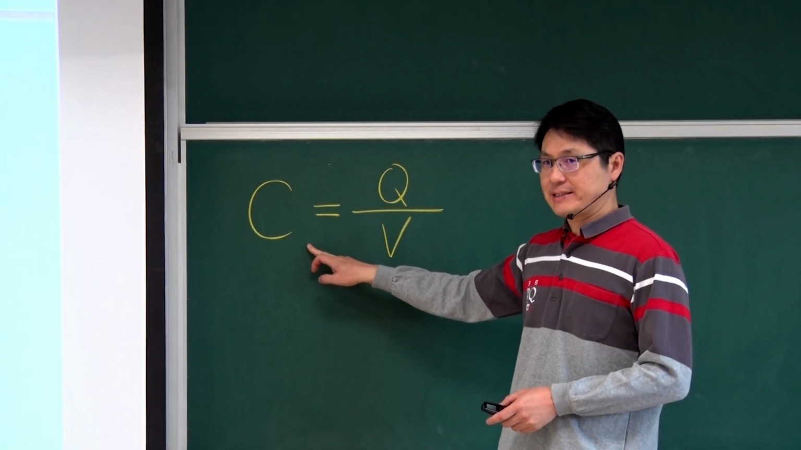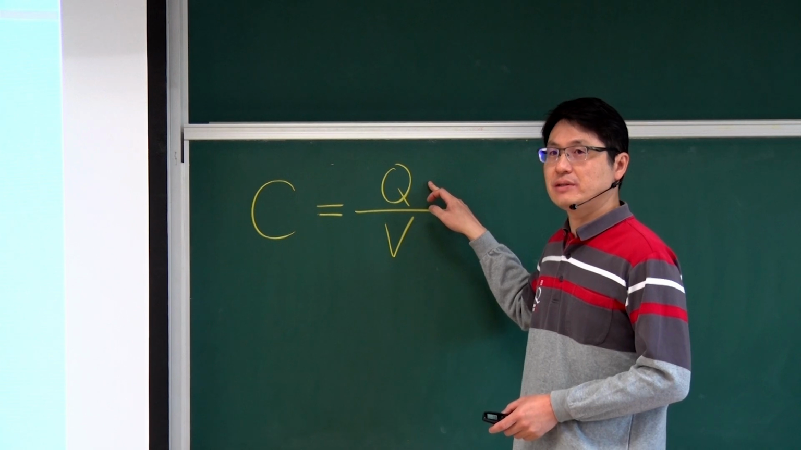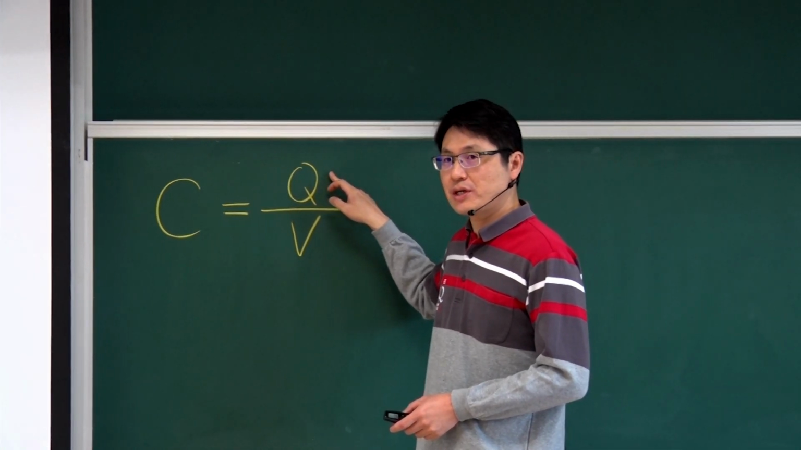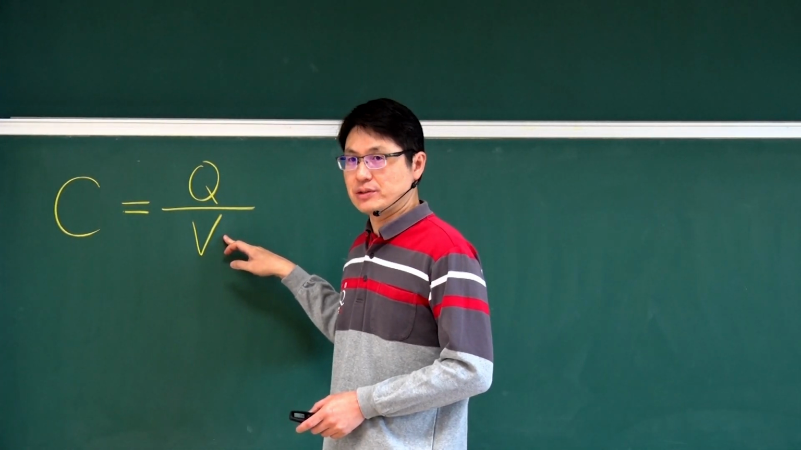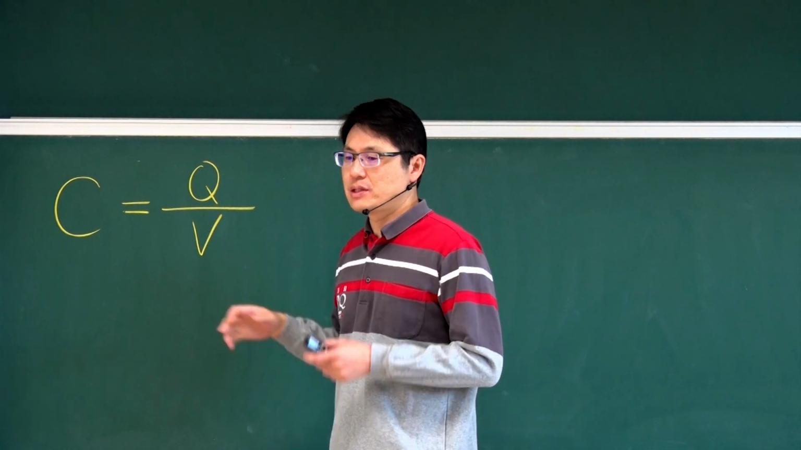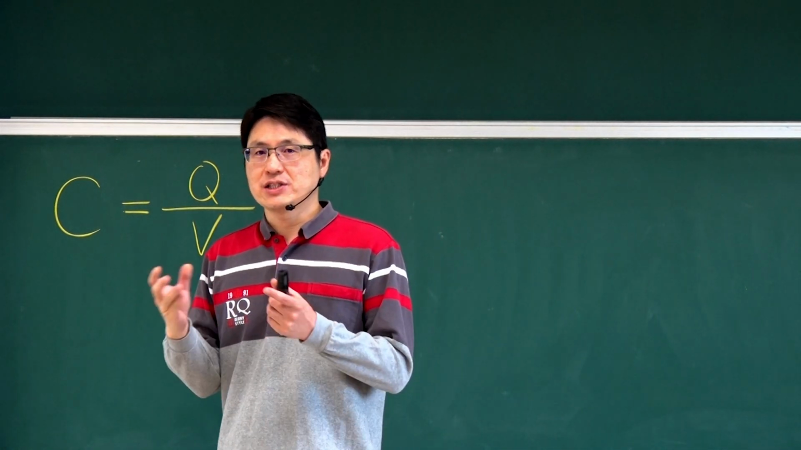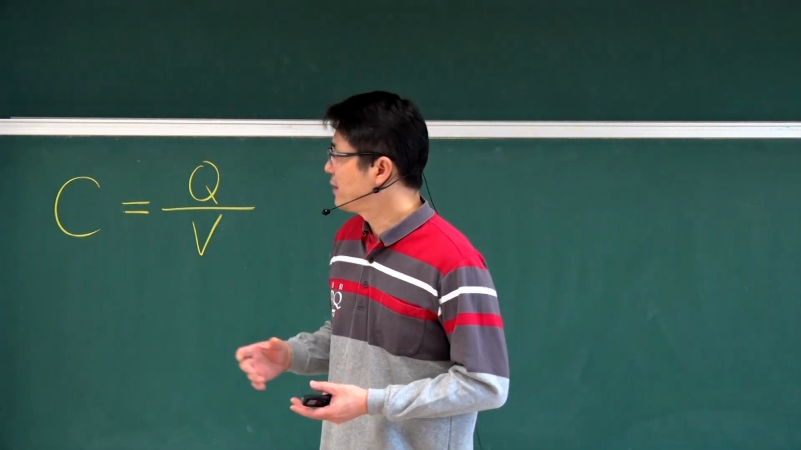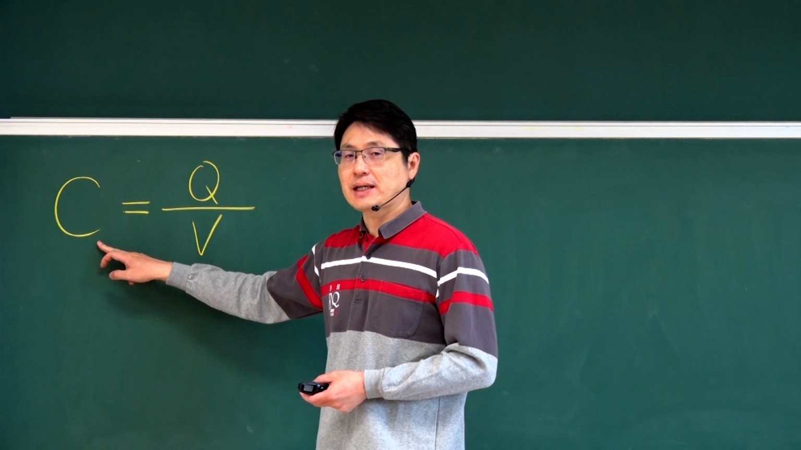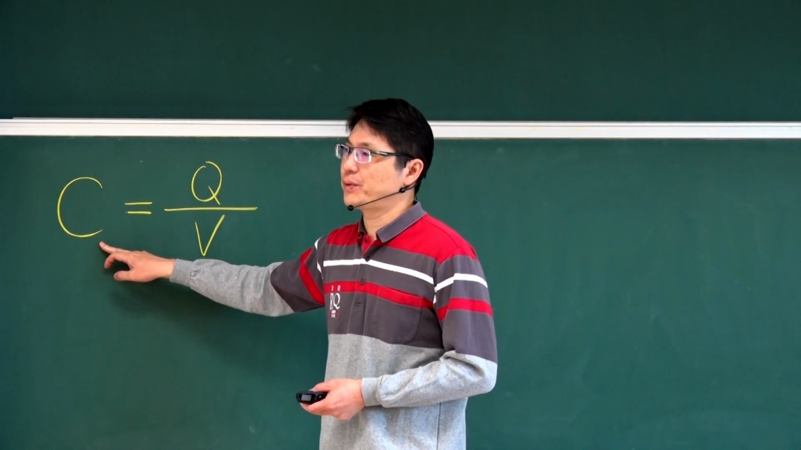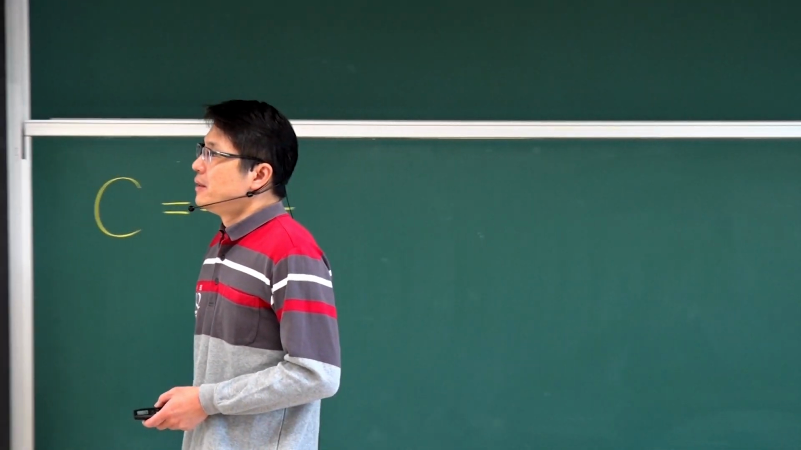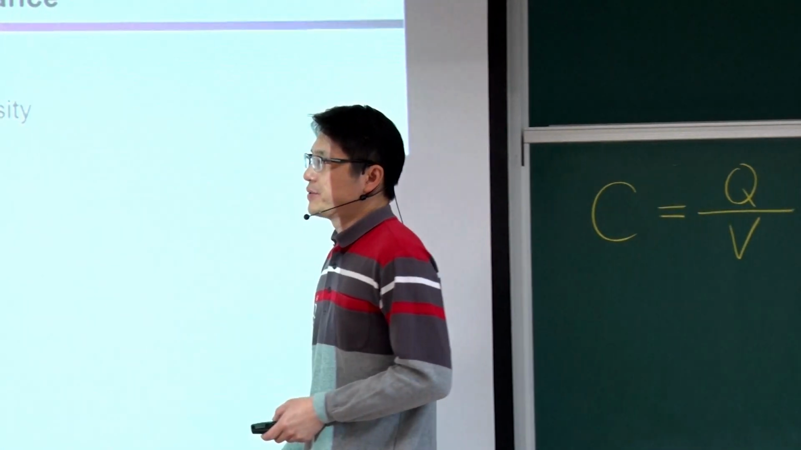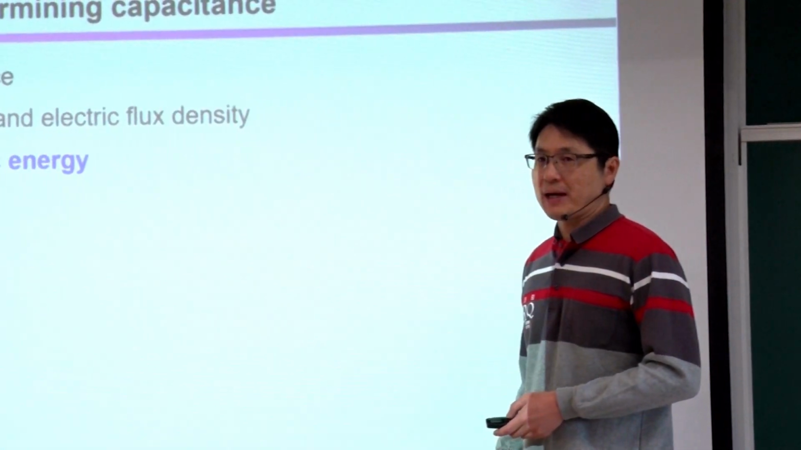We defined the capacitance as the ratio of the charge to the potential value. So whenever you have a given conductor with the proper material and geometry, then you have one unique capacitance value. Right? And we also talked about how to solve for capacitance.